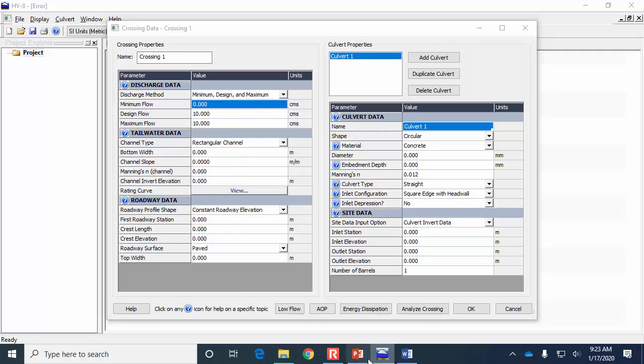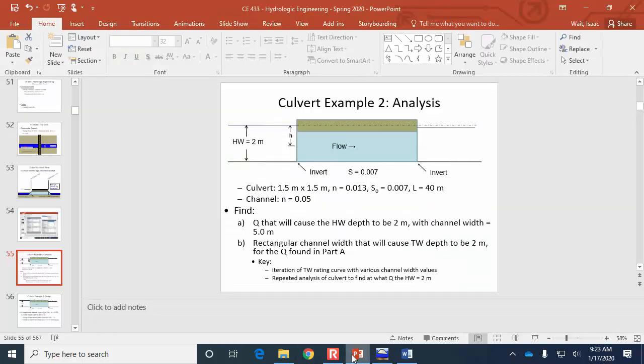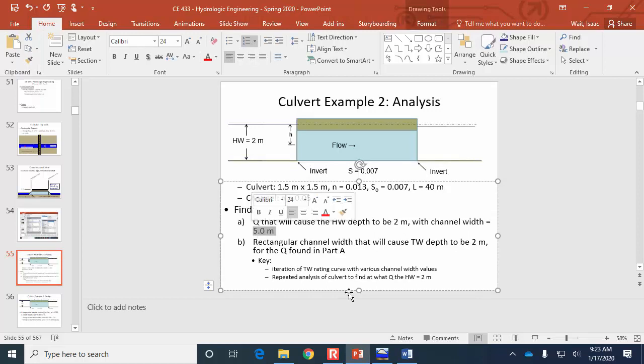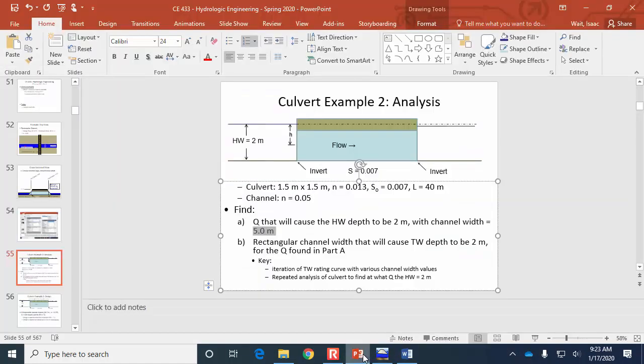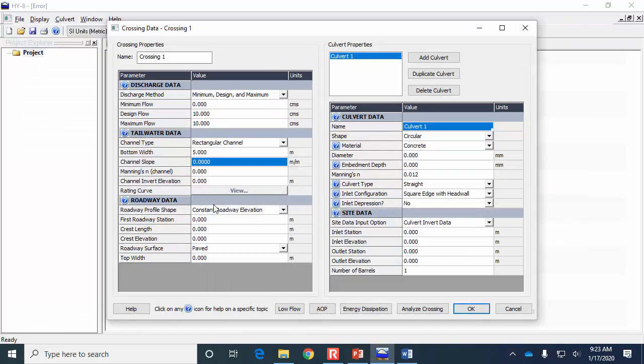All right, the tailwater is rectangular. It's a rectangular channel downstream. And in part A, we're going to use this start value of a channel width of 5 meters. Okay, so it's a rectangular 5 meter channel. Bottom width 5. Channel slope 0.007. Okay. So channel slope 0.007. The roughness of the channel 0.05.